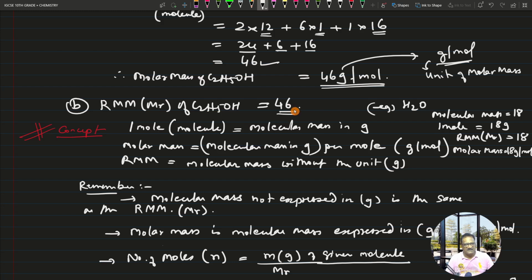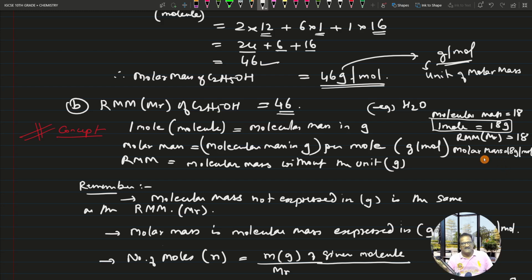So for example, suppose H2O, the molecular mass is 18, right? So 1 mole of this water contains 18 gram. That is the meaning of it. This is known as the molar mass of water. Molar mass is 18 gram. But the RMM of water will be just 18. You don't have to write gram over there. So RMM is nothing but the molar mass expressed not in grams.